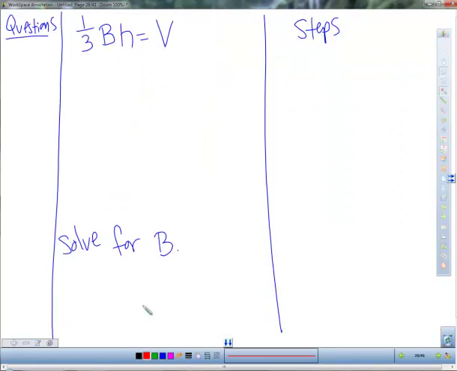Okay, do number 4 on your own, and you are solving for b. Pause the video and go ahead and solve it and write out your steps. Your final answer should be b equals 3v divided by h. If you did not get that, then you're going to write a question for me in this column right here over to the side. Those are the only 2 problems that you have to do.